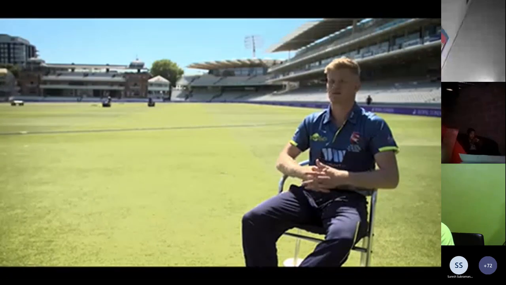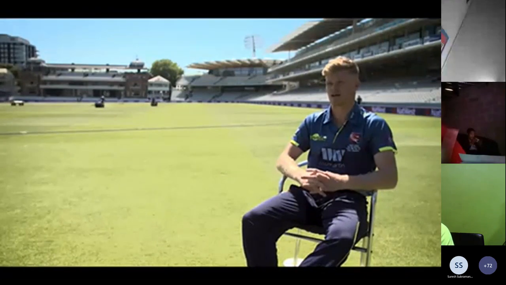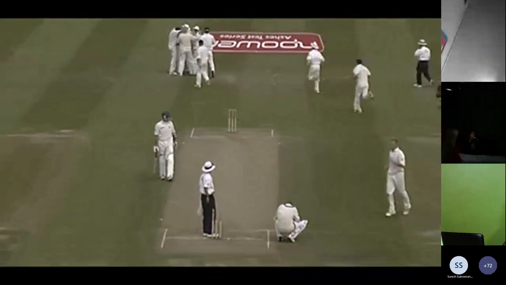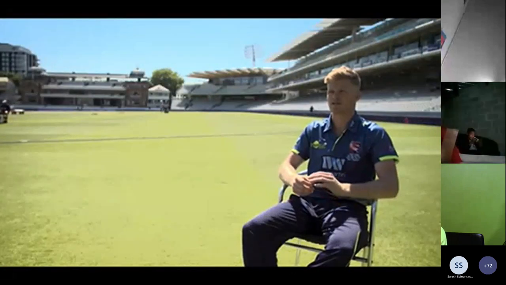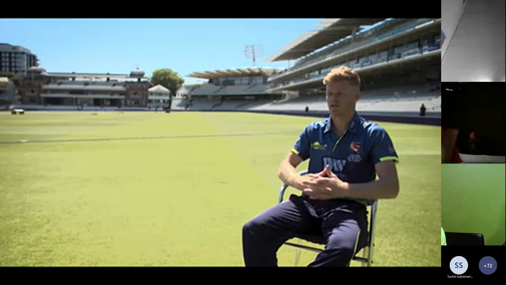I remember the Ashes Test match in 2005. For me, the most iconic one is the 2005 Ashes, when Freddie Flintoff obviously consoled Brett Lee. He was sitting down, and when Flintoff went to him and shook his hand, I think that's the spirit of cricket for me. That is the iconic moment. The result obviously went England's way, but he took the time to console a bloke that put in a hell of a performance.